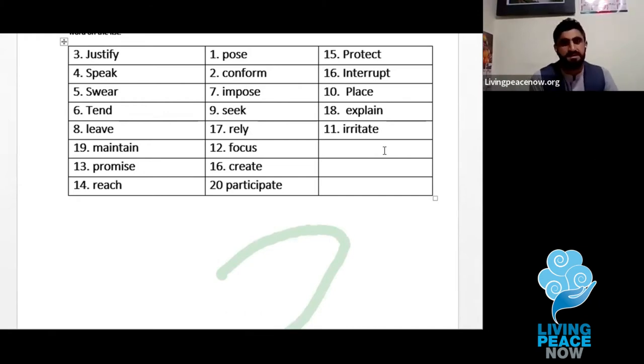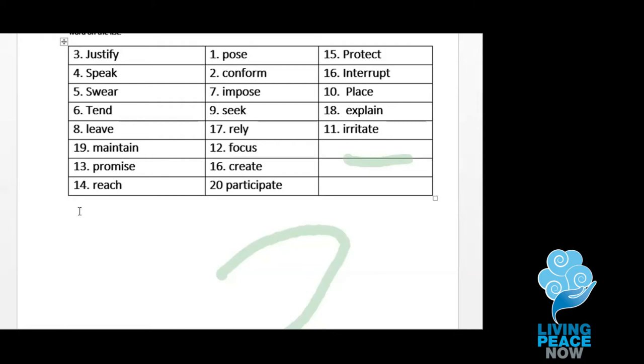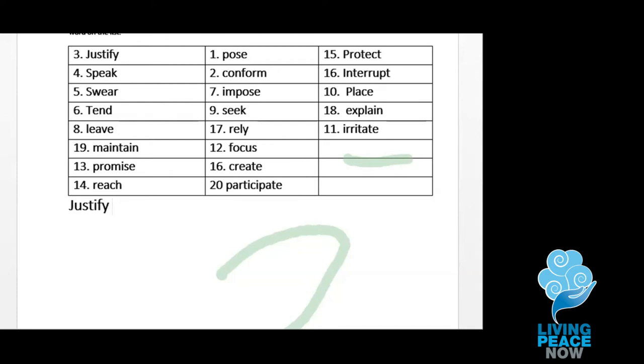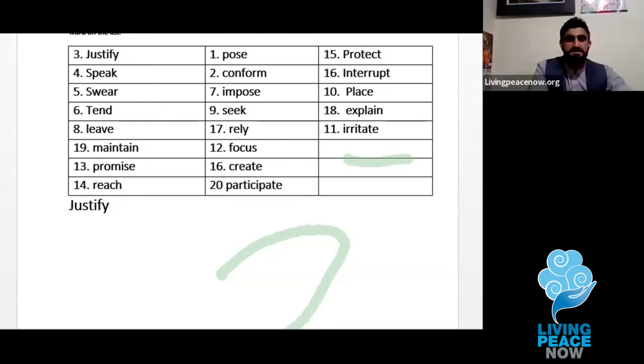Just listen to me. The first word, number three, is justify. I would like to give some information. Justify is a verb. You should know about this, and how we can use this in a sentence. Justify means to find a reason for something.